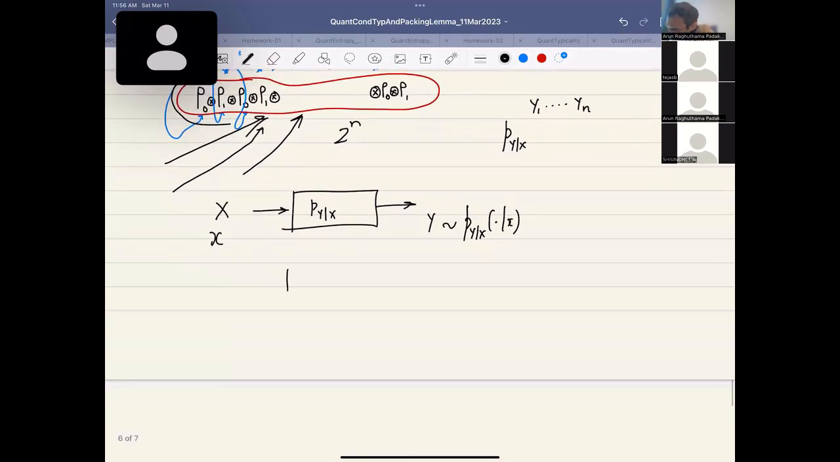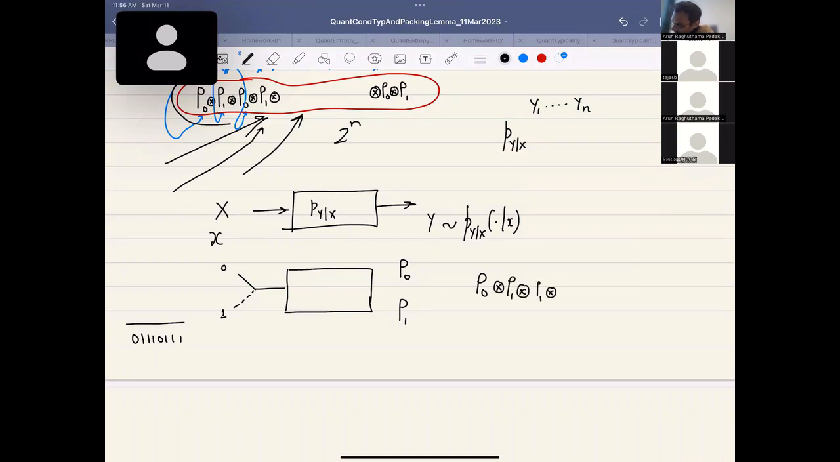Similarly, here you should think of the following. There is a device that has a lever. That lever can be put either in position 0 or in position 1. If you put it in position 0, it's going to prepare a quantum state rho 0. If you put it in position 1, you get a quantum state rho 1. Now you input a sequence of digits and you get a sequence of quantum states corresponding to that sequence. And you're asking, what can I say about this quantum state in some sense?